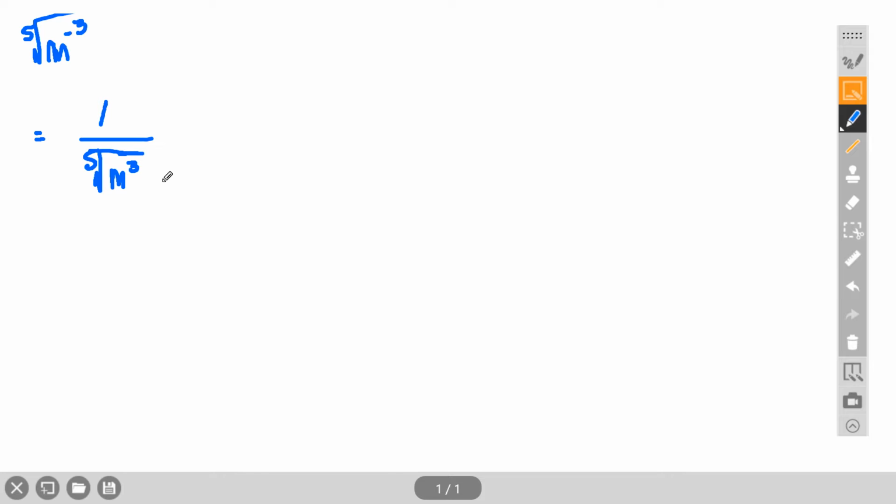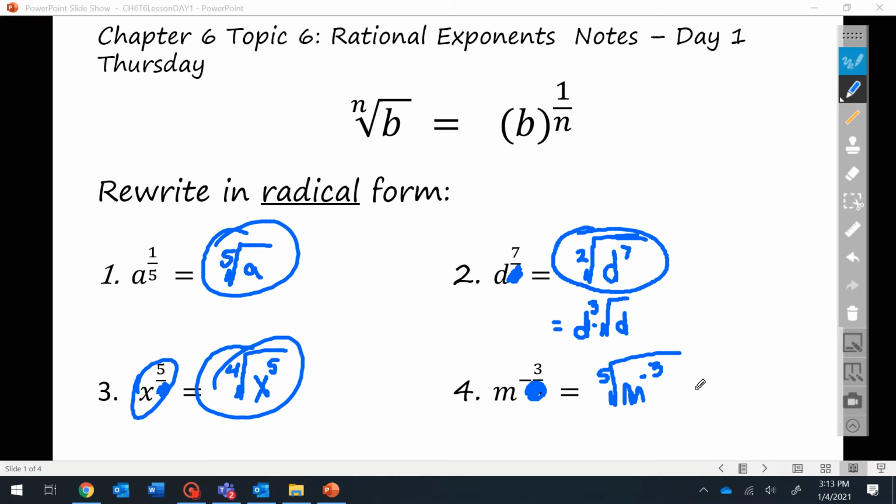And you could have done that from the very beginning. You could have put it in the denominator. But it doesn't matter when you do it. It just needs to be done. So this simplifies to 1 over the 5th root of m cubed.